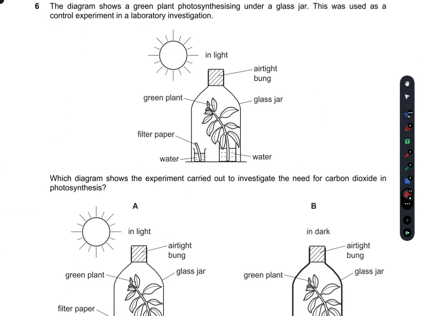The diagram shows a green plant photosynthesizing under a glass jar. This was used as a control experiment in a laboratory investigation. So this is light. This is the airtight bung which does not allow the movement of gases in or out. This is the glass jar. This is the water. This is the water filter paper and green plant itself.